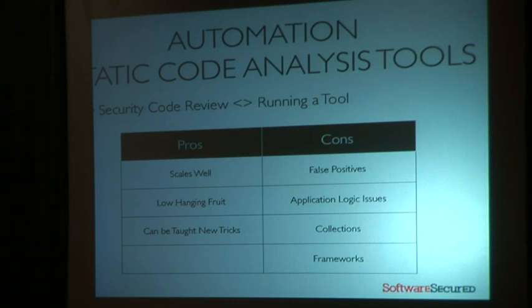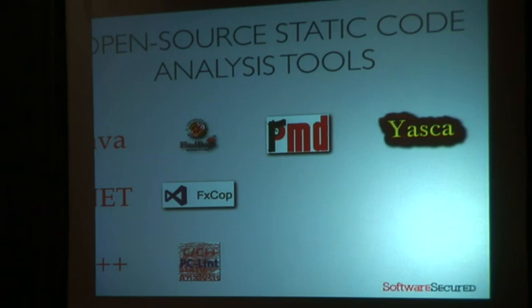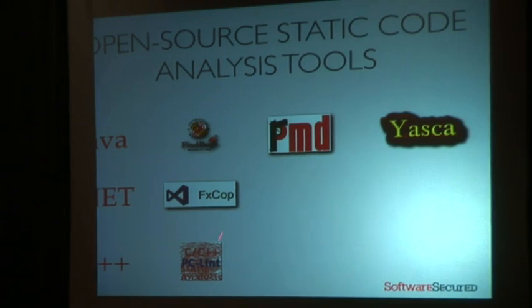Cons: they're full of false positives. They miss application logic issues, and they have a problem with frameworks and collections. They just stumble when they see a collection, like a list or an array. If you have a Struts application, these are the areas where they don't perform as well. So there are a bunch of open source free tools at your disposal. For Java, you've got FindBugs, PMD, and YASCA, which stands for Yet Another Source Code Analyzer. Funny name. For .NET, you've got FxCop, and for C++, the good old famous PC-lint.